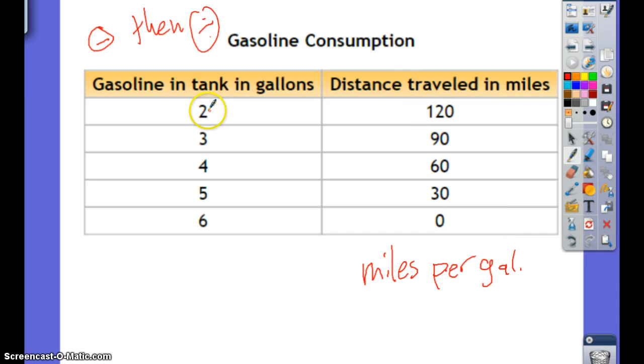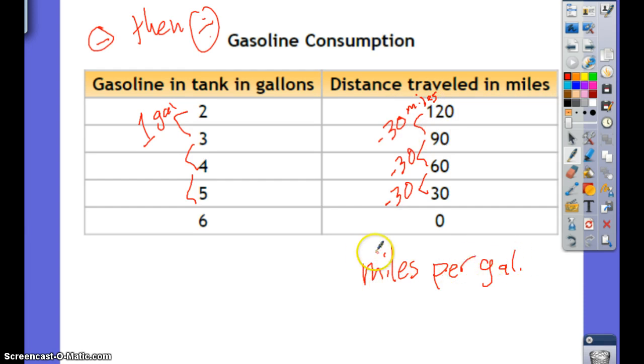And let's see, each time the gasoline changes by 1, that's from 2 to 3 is 1 gallon, 1 changes by 1, changes by 1. Okay, so this side is 1 gallon. And then this other side here, how much does this change? Well, from 120 to 90, it loses 30. Let's see if that keeps working. 90 to 60, 90 minus 60 is 30. 60 minus 30 is 30. Okay, so let's go ahead and divide now.